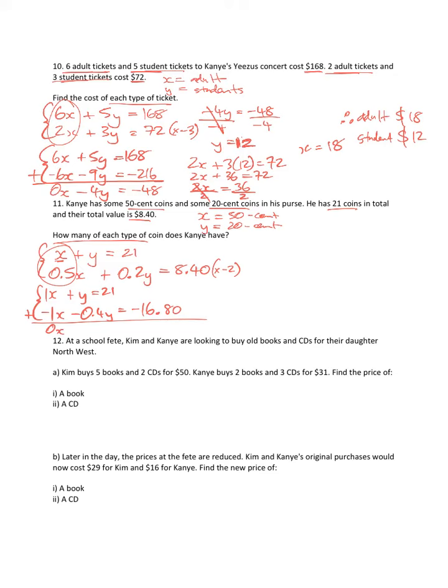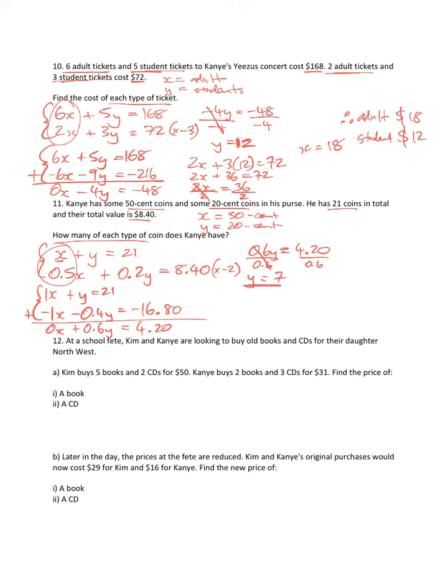0x's 1y take 0.4y is going to be positive 0.6y. 21 take $16.80 is $4.20. So what do I have? 0.6y is $4.20. Opposite of times by 0.6 is dividing by 0.6. Do that on both sides. Y is going to be 4.20 divided by 0.6. Y is 7.